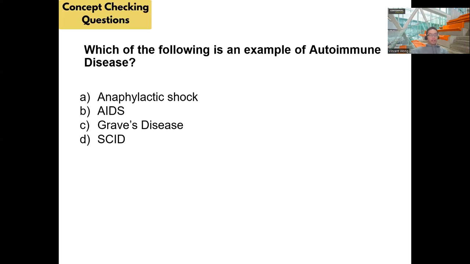Okay, so anaphylactic shock, that would be an allergic reaction. AIDS is an immunodeficiency, secondary. Graves' disease, that's the one where the antibody binds to your thyroid gland. That is the autoimmune disorder. And SCID is the primary immunodeficiency.